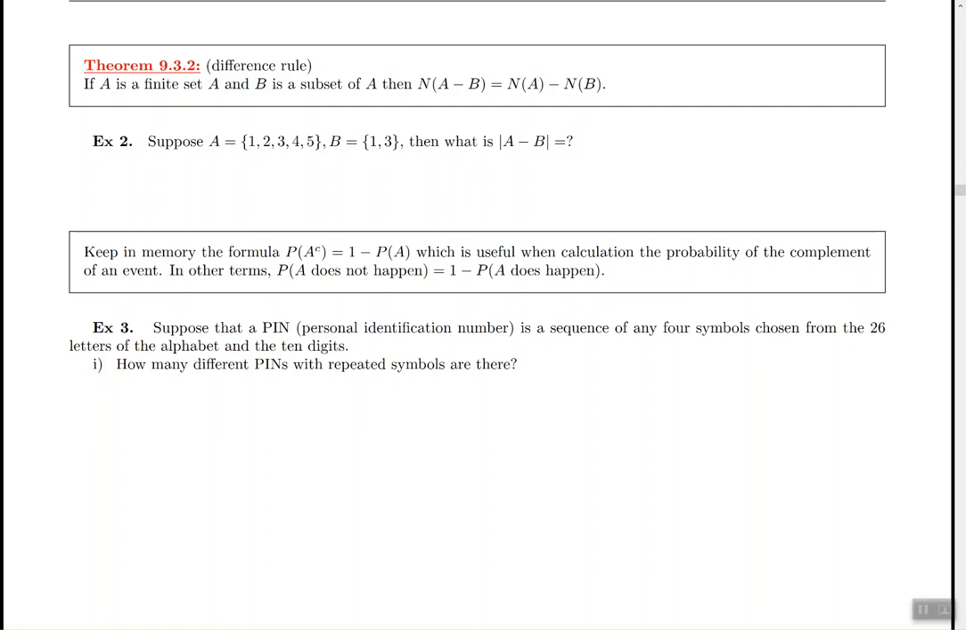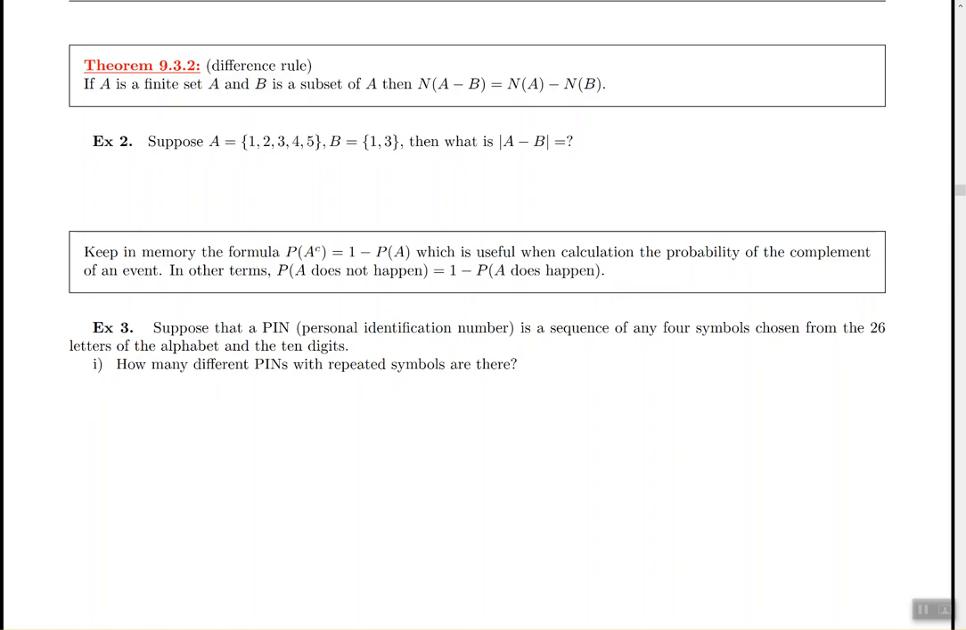There are times when it's easier to find the complement of a set than to find the set itself, and keep in mind that the complement means it's the stuff outside of the set. Sometimes the set itself is really complicated, but the things outside are not complicated. So this is the reason why we need something called the difference rule.